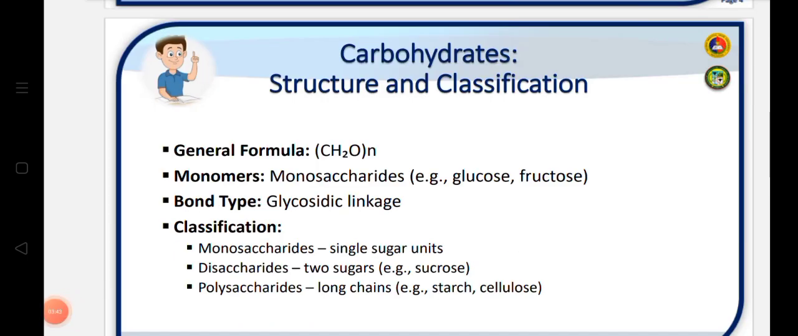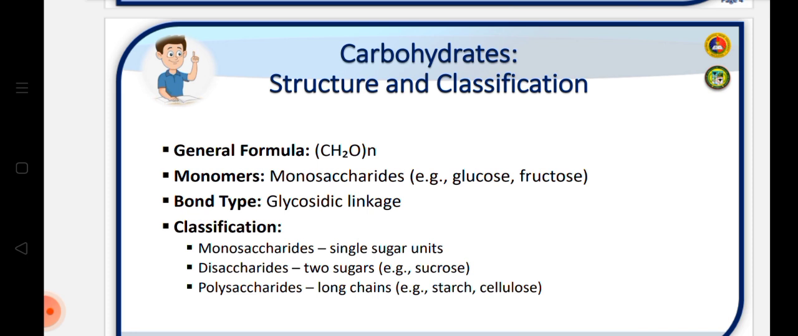Now that we have introduced the four major biomolecules, let's begin with the first category, carbohydrates. These are among the most abundant organic compounds in nature, and they play a central role in both energy metabolism and structural integrity, especially in plants. Carbohydrates follow a general formula of (CH2O)n, where n is equal to any number. This general formula reflects their composition of carbon, hydrogen, and oxygen in a 1:2:1 ratio.